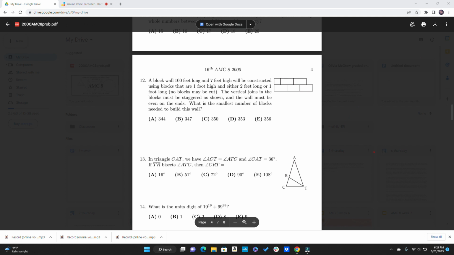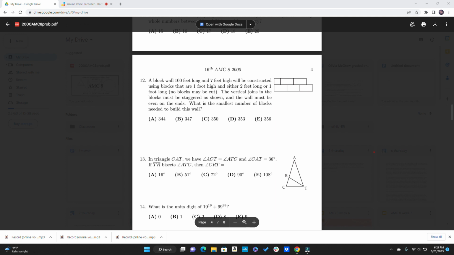Okay, we want the smallest number of blocks that are needed to build a wall that's 7 feet high. So that means we're going to need 7 layers of blocks. And we want to use as few blocks as possible, right? So smallest number of blocks means we want to use the biggest blocks possible because they take up more space, so we don't need as many of them, right?